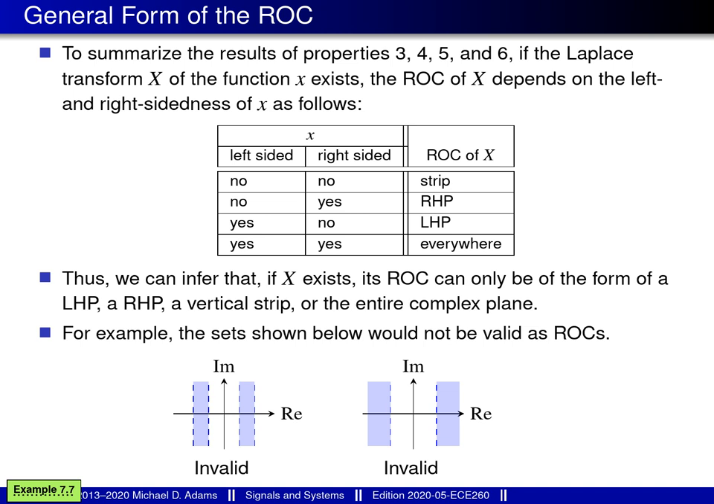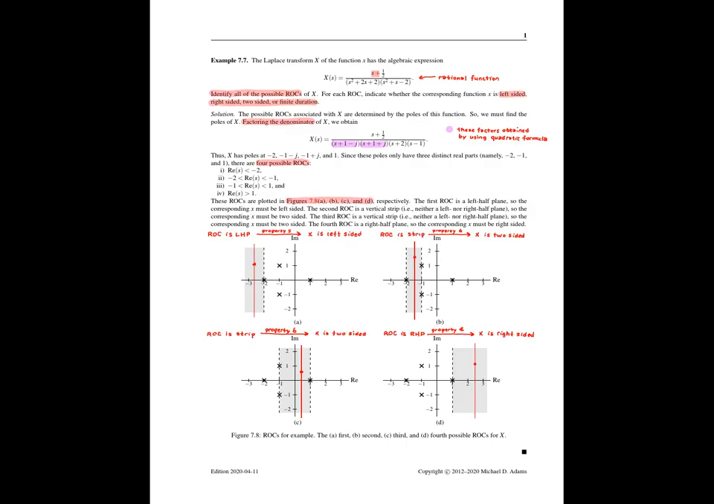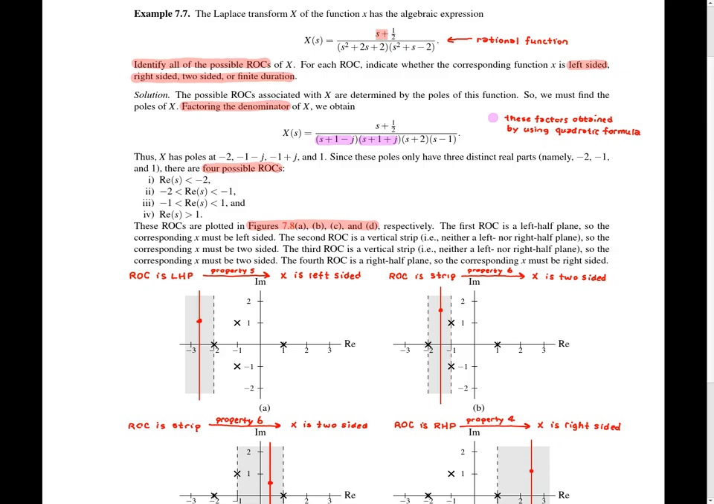At this point, I'd like to consider an example to show how we can use the various properties of the region of convergence of the Laplace transform to which we have been introduced. In particular, I'd like to consider example 7.7. In this example, we're told that the Laplace transform big X of the function little x has the algebraic expression given by this particular formula here.